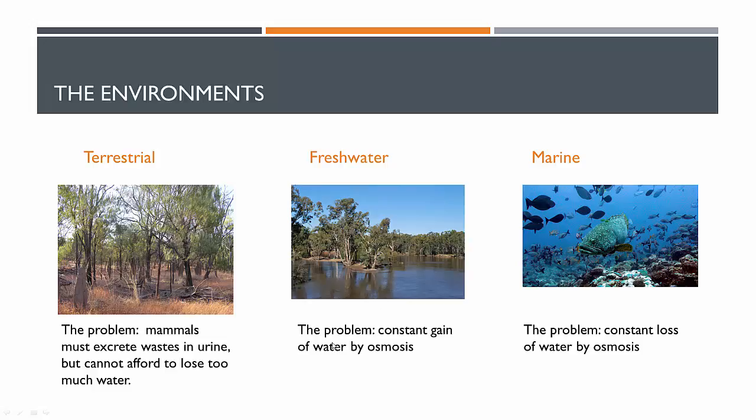Freshwater fish, though, have the issue of having too much water in their environment, and their cells are too salty, so they are in a hypotonic solution. This fresh water is a hypotonic solution. So there's constant gain of water by osmosis. Over here we've got marine fish. The environment is far saltier than the inside of the cells, and so water is frequently going to be lost. This is a hypertonic solution.